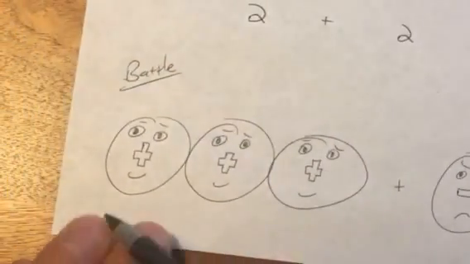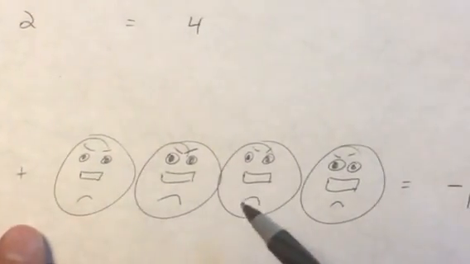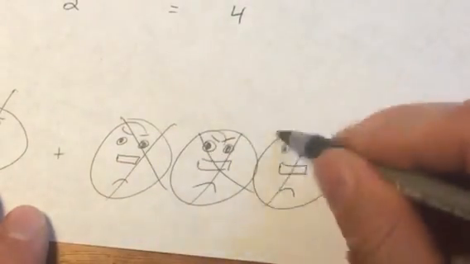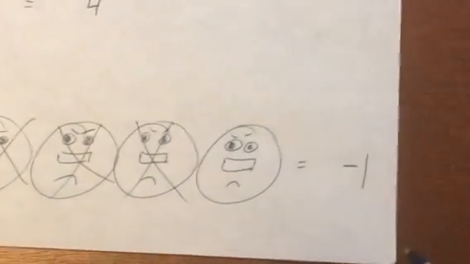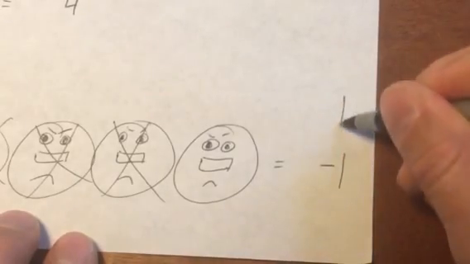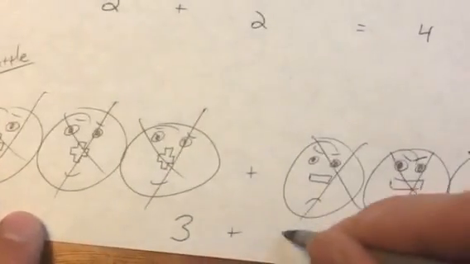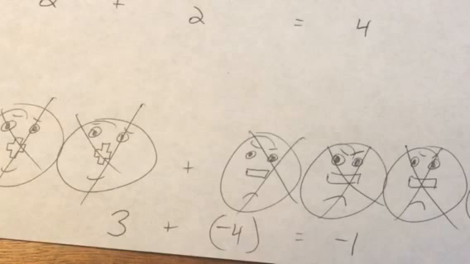Now, here is a battle where you've got 3 positives who meet up in a dark alley against 4 negatives. These 3 positives, 1, 2, 3, are going to fight and do battle with these 3 negatives. They fight and kill each other. All 3 positives, all 3 negatives are gone, leaving just 1 negative. So mathematically, symbolically, it would be positive 3 plus negative 4 equals negative 1. And that's how we use an analogy of a battle to show how to add integers.